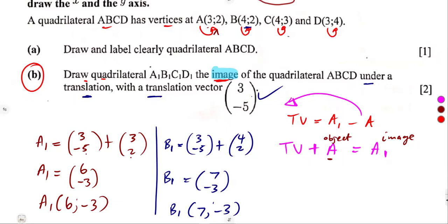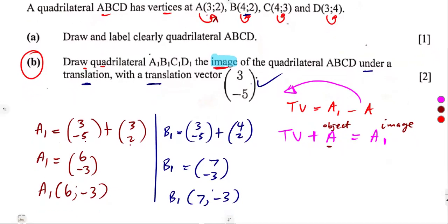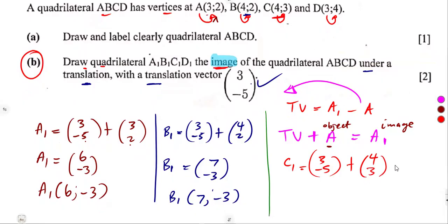Okay, so we have got the same thing for the point C. We're gonna need its image. So the image of C, translation vector, (3, -5). Then we add the object C, which is what? (4, 3). Okay, so I'm gonna show you another way very soon. So that was going to be (7, -2). Okay, so this is (7, -2).